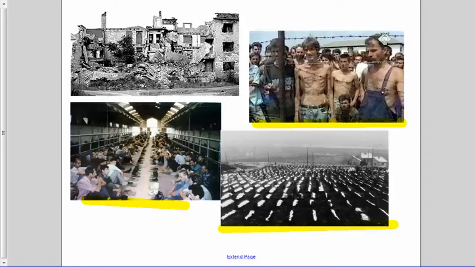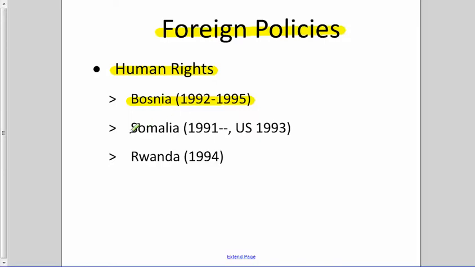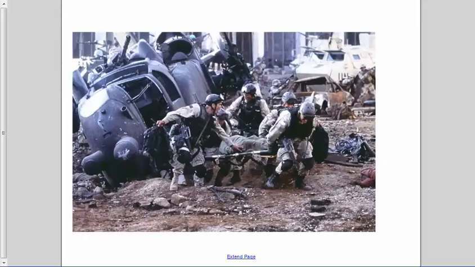Well, that didn't really work. So in Somalia, the U.S. got involved in 1993, while our involvement in Bosnia really started in 92. In 1993, Somalia happened, and we decided, well, let's try something different. Maybe you've seen the movie Black Hawk Down. That is actually about Somalia in 1993.